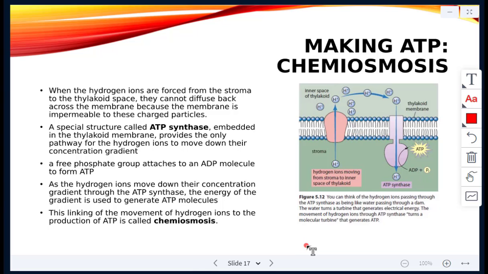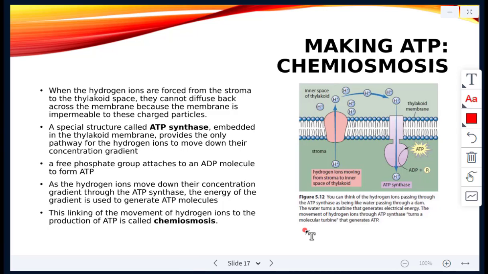All right, making ATP, which is also referred to as chemiosmosis. So we talked about those hydrogen ions. When the hydrogen ions are forced from the stroma to the thylakoid space, so here's the stroma, here's the thylakoid space, they cannot diffuse back across the membrane because the membrane is impermeable to these charged particles.